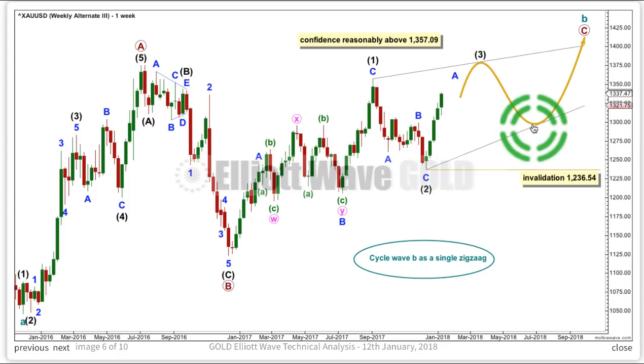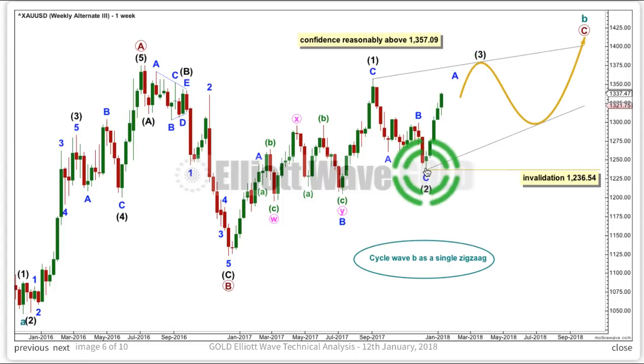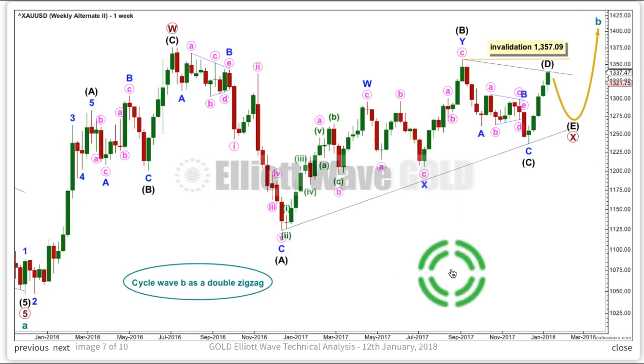That's the rule for a fourth wave within a diagonal. And so within the zigzag for 3, it should subdivide 5, 3, 5. Minor wave A could be over here, it could be continuing higher. When minor B turns up, it can't move beyond the start of A, below 1236.54.